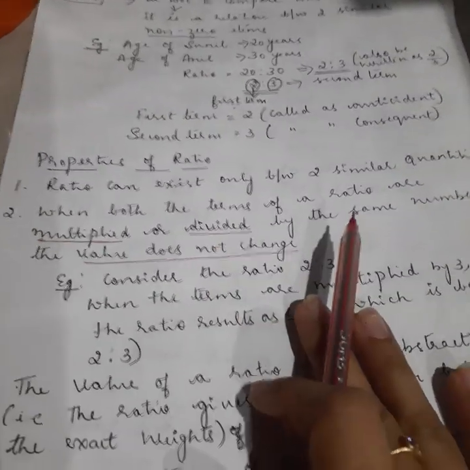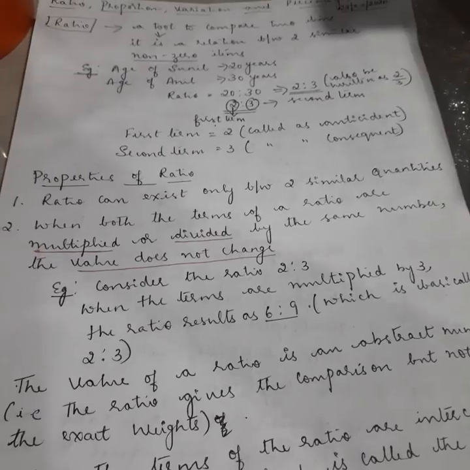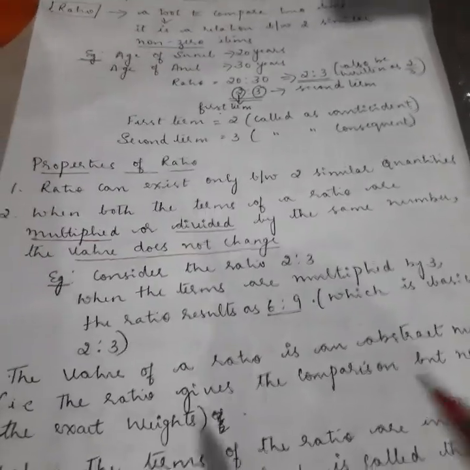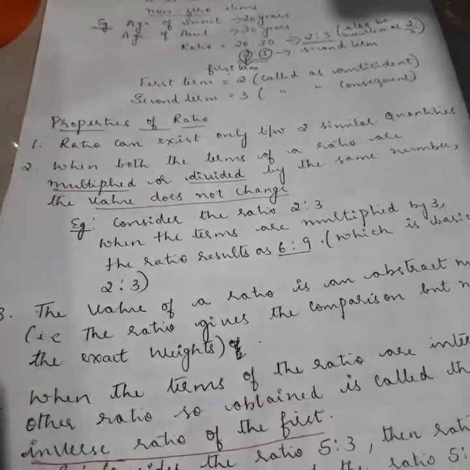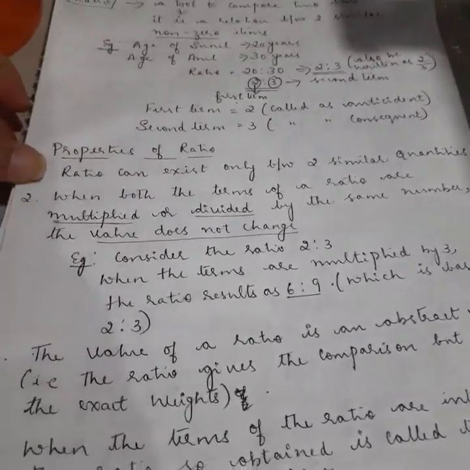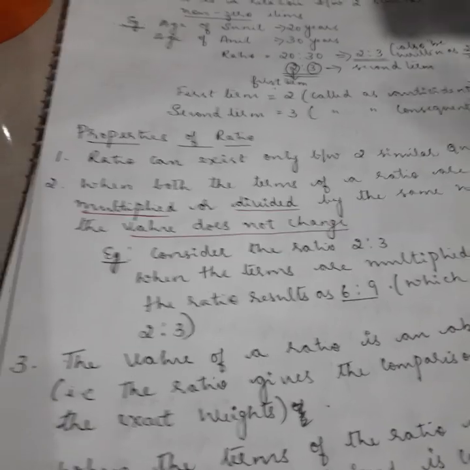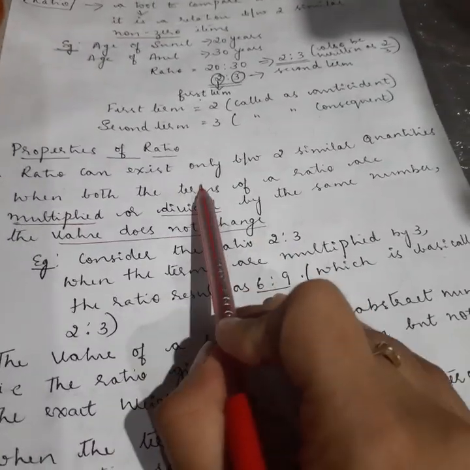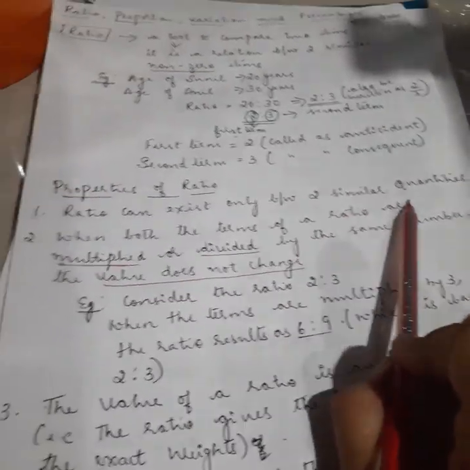Now let us deal with the properties. You can expect a 5 marks question. In this chapter, a simple problem can be asked, but in order to solve the problems, you should know the properties of ratio. As I said, the first point: ratio can exist only between two similar quantities.